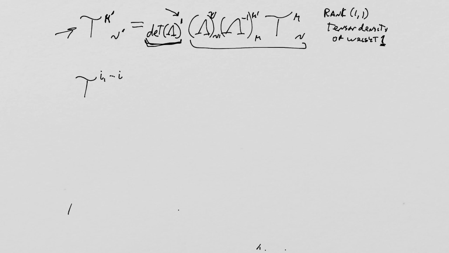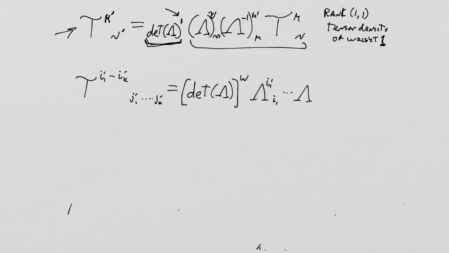I1 ... to IK, J1 ... to JK. I guess I'll have to put primes on all of this, equals the determinant of the transformation matrix, let me make it with brackets, raised to the power W, and then there's going to be lambda I1 prime I1 ... lambda IK prime IK, multiplied by lambda inverse J1 prime.